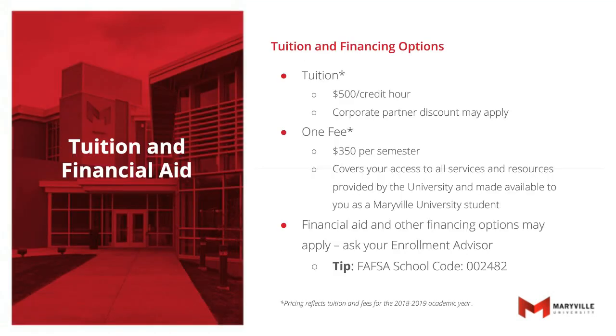Okay, so tuition. Here at Maryville University, our tuition is going to be $500 per credit hour, and depending on whether or not you do work for one of our corporate partners, there may be additional discounts. The one fee is a $350 per semester fee, which covers your access to all services and resources that are provided to you through the university and are made available to each and every Maryville University student. Okay, and of course, in terms of paying for school, financial aid and other financing options are available to those who do apply and qualify.